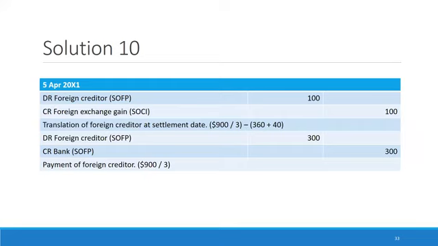Now we have updated our foreign creditor to the correct value of 300, and we can in fact settle them by debiting our foreign creditor with 300 and crediting bank with 300.